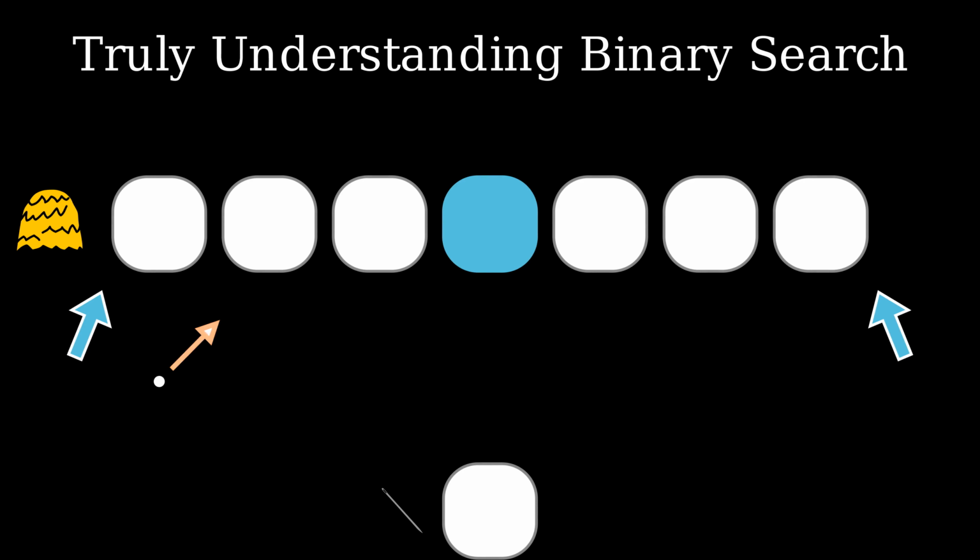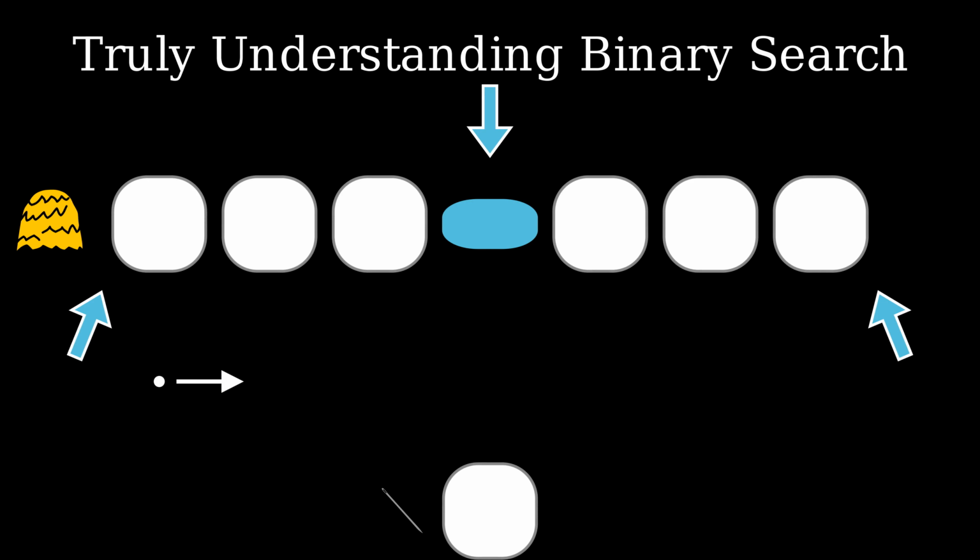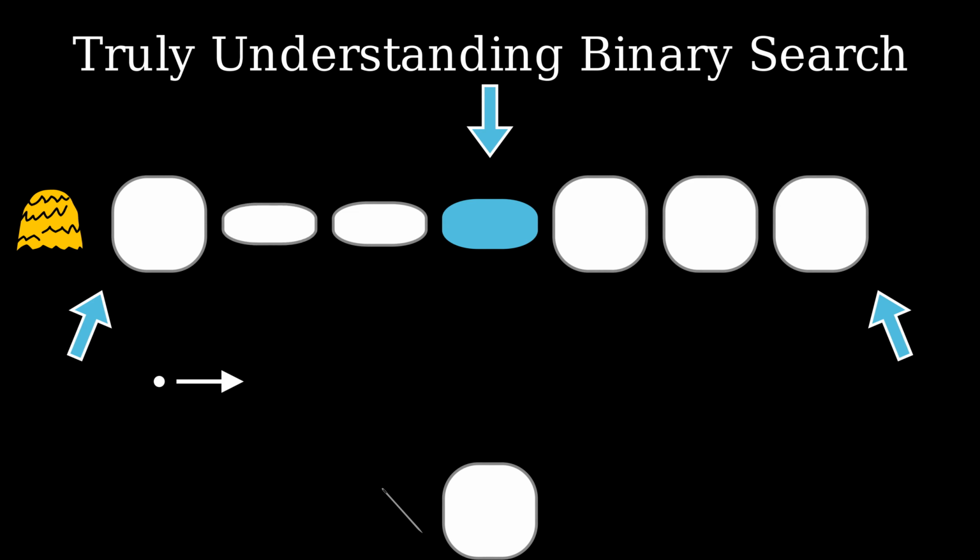In the first case, we get lucky and the needle matches exactly the value of the blue element, in which case we are done, we have found the needle and we return its position. In the second case, the blue element is smaller than the needle. Because our array is sorted in increasing order of values, all elements before the blue one are even smaller and therefore cannot contain the needle.